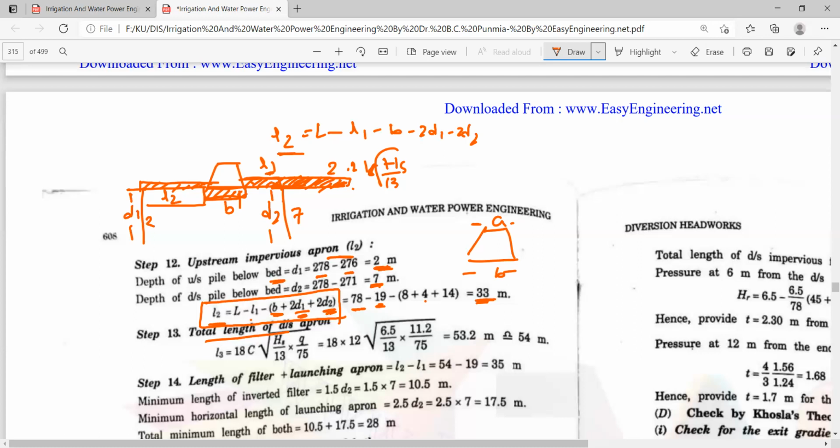So how to calculate for that? The total length of the downstream side impervious floor run will be L3, equal to 18C square root of HS by root 13 small q by 75. This is also an empirical formula, so the derivation is not available; it is developed only from experimental data. From this you can calculate L3 equal to 54 meters.